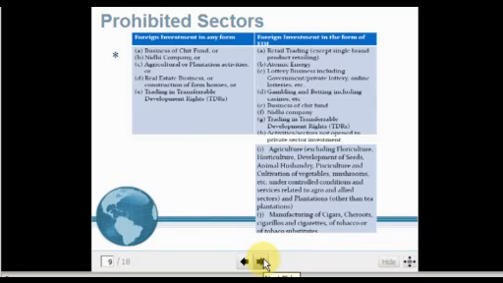There are a few sectors which are altogether prohibited for foreign direct investment. Foreign investment in any form in the business of chit fund or Nidhi company, or agricultural or plantation activities, or real estate business or construction of farmhouse, or trading in transferable development rights. All these businesses do not have any FDI permitted operations.